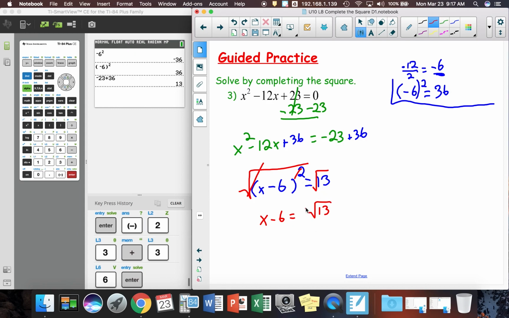And don't forget, plus or minus. And then I add 6 to both sides. Plus 6, plus 6. We get x equals 6 plus or minus the square root of 13. And we are done.